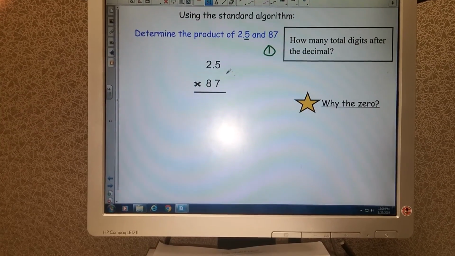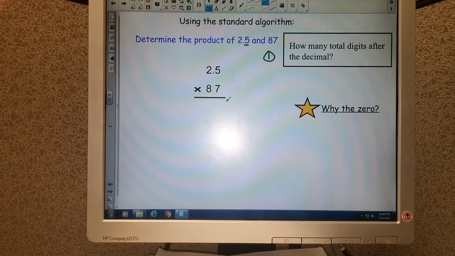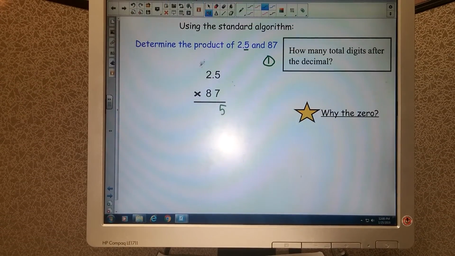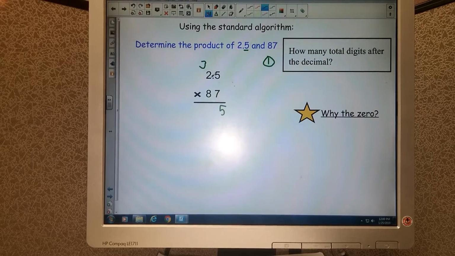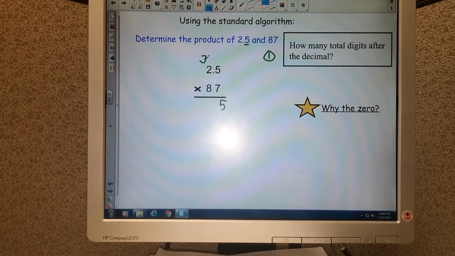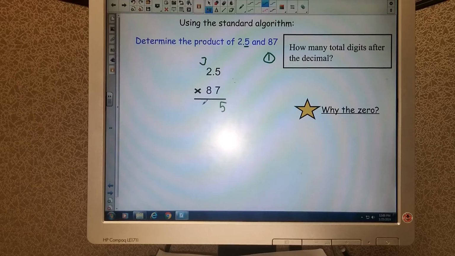Now, I'm going to multiply. As I multiply, 7 times 5 is 35. I write the 5, I carry my 3 tens up. 7 times 2 is 14. 14 plus 3, 15, 16, 17.